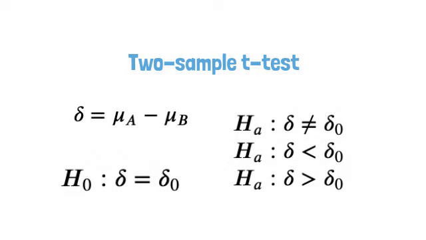To summarize, I hope I've convinced you that we need the t-distribution when the population variance is unknown, especially when the sample size is small.